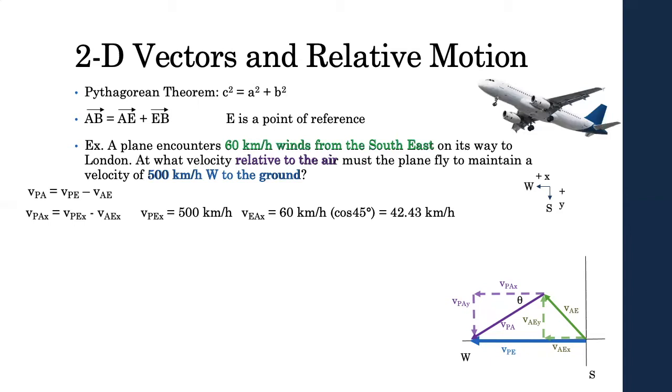Did anybody make it that far? I got a couple nods. That's how you do it in the x direction. Using these numbers, you can solve for the velocity of the plane relative to the air in the x direction. Just a little over 450 kilometers an hour. If you can say that about the x direction, the same can be said about the y direction.